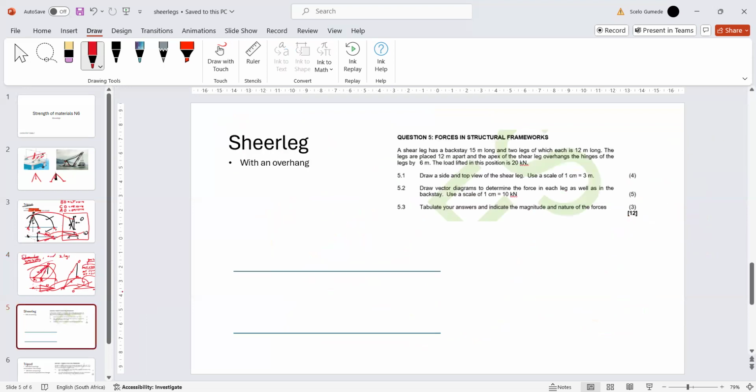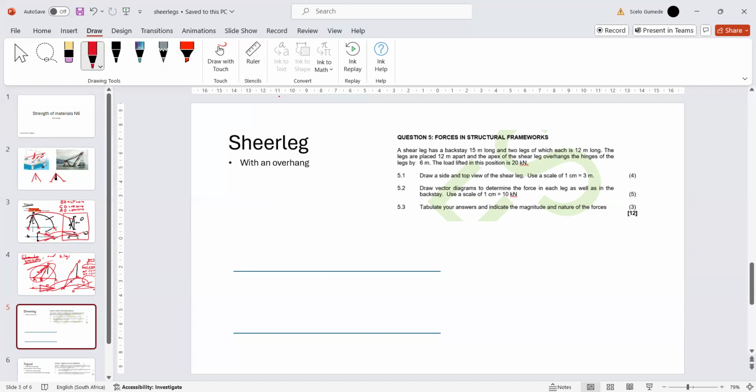Now, here's a shear leg with an overhang. So we are looking at this. If we draw it differently again, let's see what we can do with this one. If you get something like this, the vector diagrams, we will do the same thing. So labeling, I'm going to label it the way I want, so that we can save time.